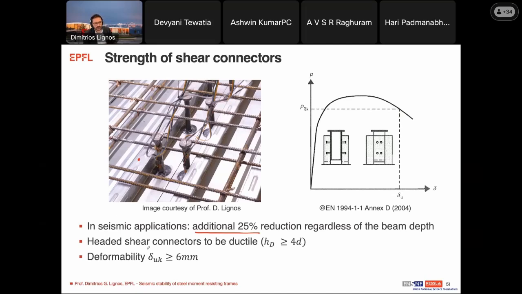Moreover, you have to use headed shear connectors that have to be ductile, so the height over diameter would be equal to 4, or at least 4. And of course, the deformability has to be larger than 6 millimeters prior to the loss of shear strength on the studs. Now, these recommendations have been put in place based on shear stud testing from typical push-out tests that you see here in the figure, where essentially we apply either monotonic or cyclic loading.